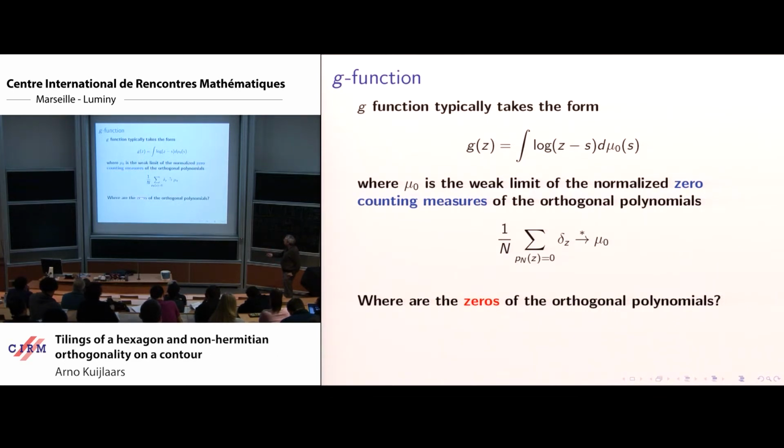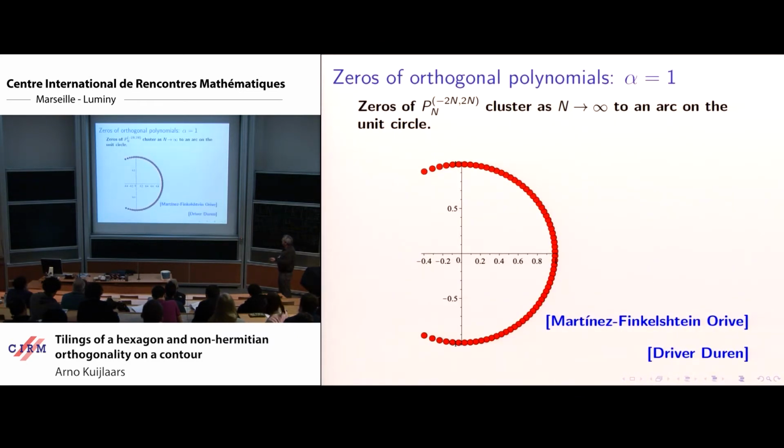So that leads to the question, where are the zeros actually? Because we're dealing with complex orthogonality, the zeros are in the complex plane. And indeed they are. For the case alpha is 1, these are just Jacobi polynomials but with unusual parameters, and this has been studied before by Martinez, Finkelstein, Orive, also related work by Driver and Duren. It turns out that the zeros here will cluster to an arc on the unit circle.